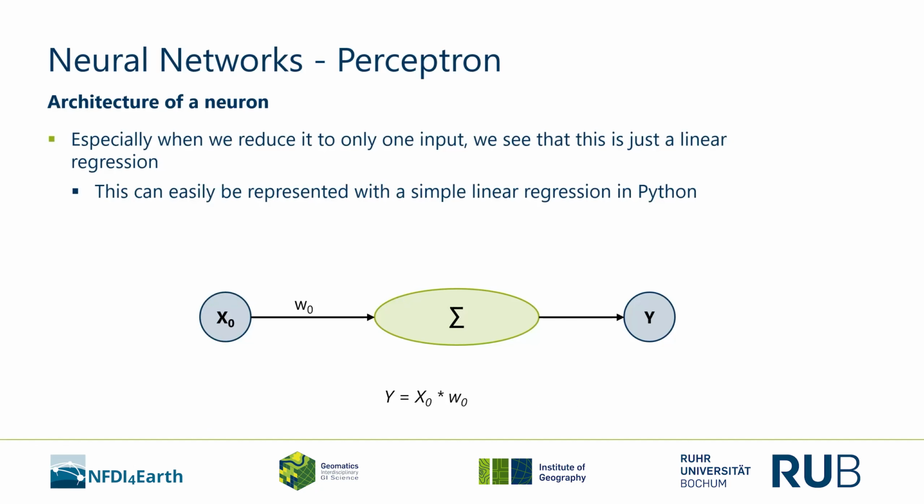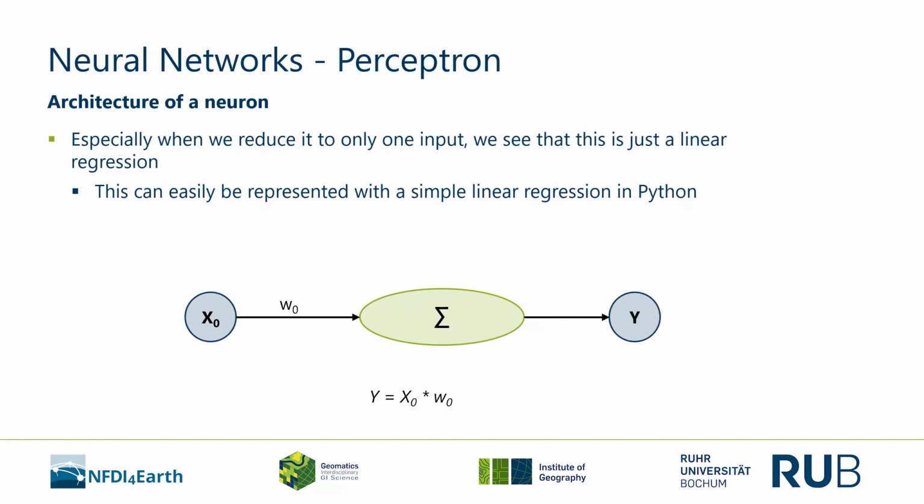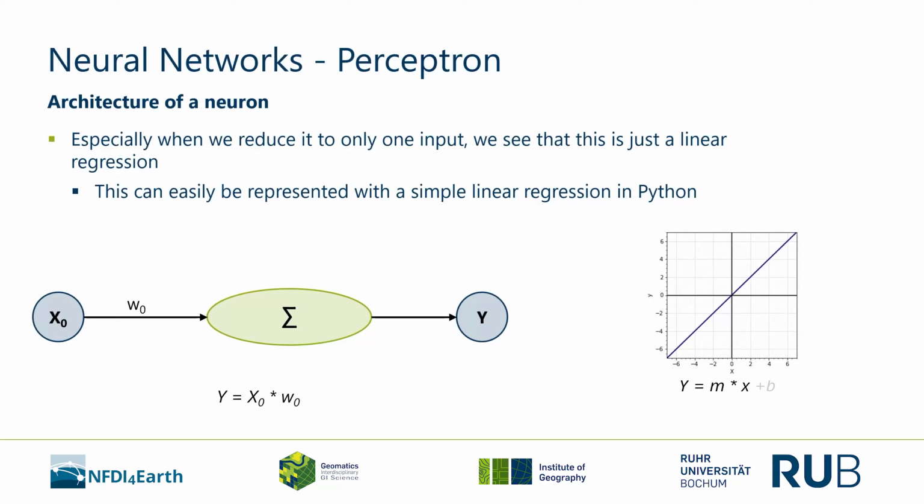Let's reduce the number of inputs. Then we can easily see that the previous calculation is a simple linear regression. From school, you might remember it as a graph with the function y is equal to m times x. Here, m is the slope and x is the value to be inserted. In our previous perceptron, the same function is described. Our weight w describes the slope of the function.